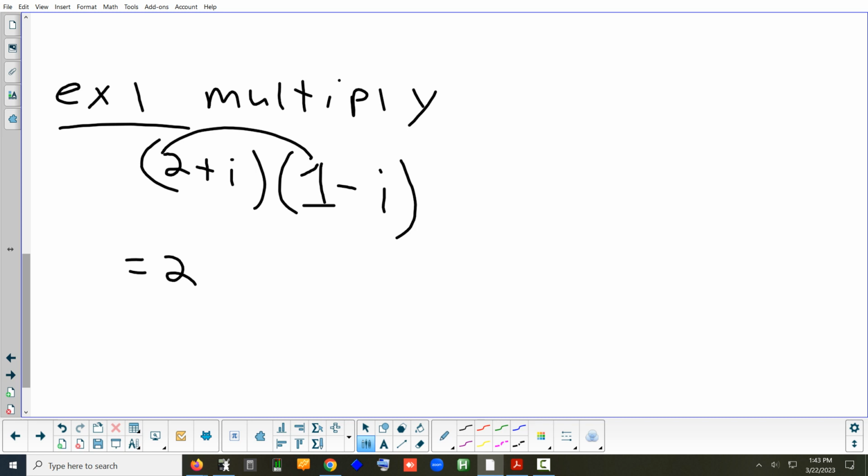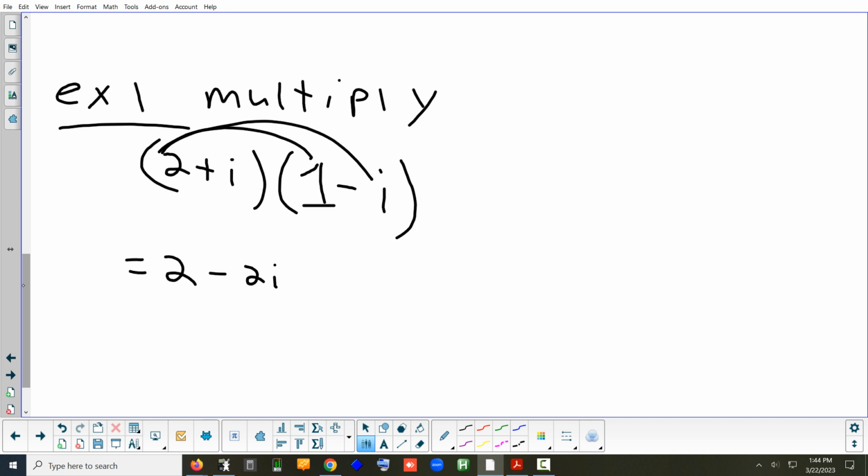2 and I. What are my outer terms? Anyone help them out? What are the outer terms in this case? The 2 and the what? Negative I. So we're going to multiply 2 and negative I. And Alex, what's 2 times negative I? Negative 2I. There's not much we can do with that. It's just negative 2I.